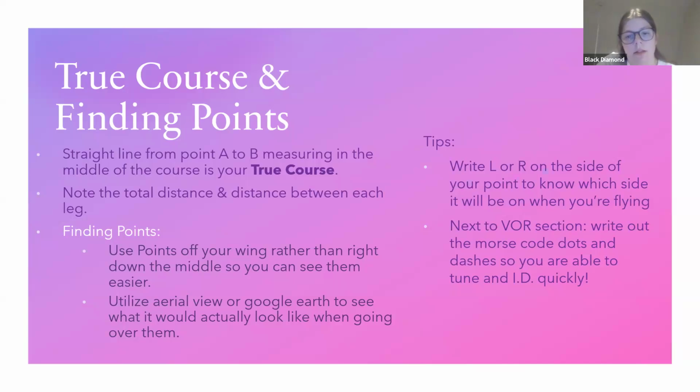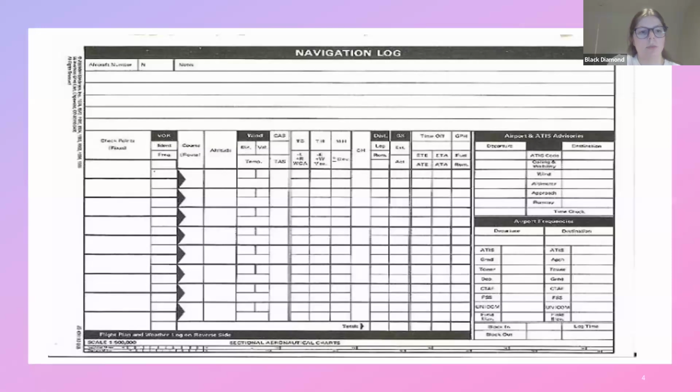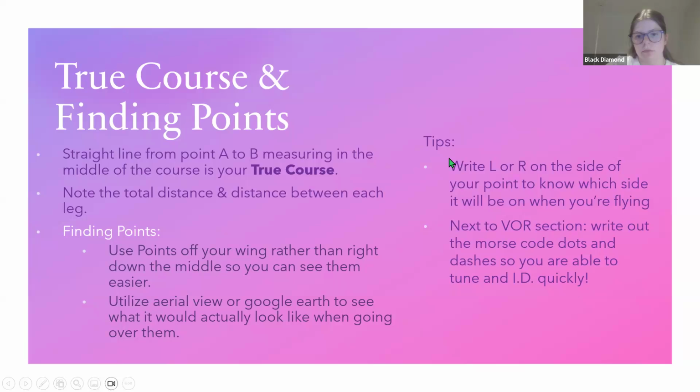I also recommend writing L or R, so left or right, on the side of the point to know which side it will be on when you're actually flying. So when you put it on your fix here in this box, I just write a little L or a little R depending on which side of my wing it's on.